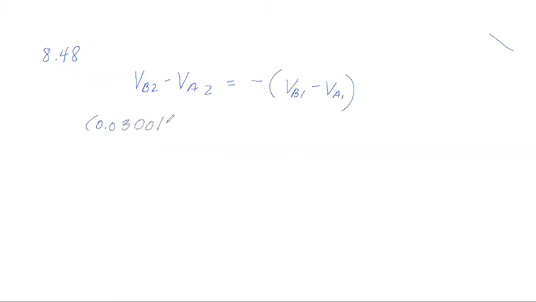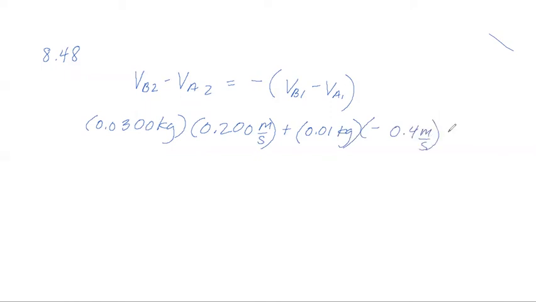0.0300 kg times 0.200 meters per second plus, so many zeros, 0.01 kg, I'm going to be lazy, times a negative 0.4 meters per second equals 0.30 kg times V_A final plus 0.01 kg times V_B final.